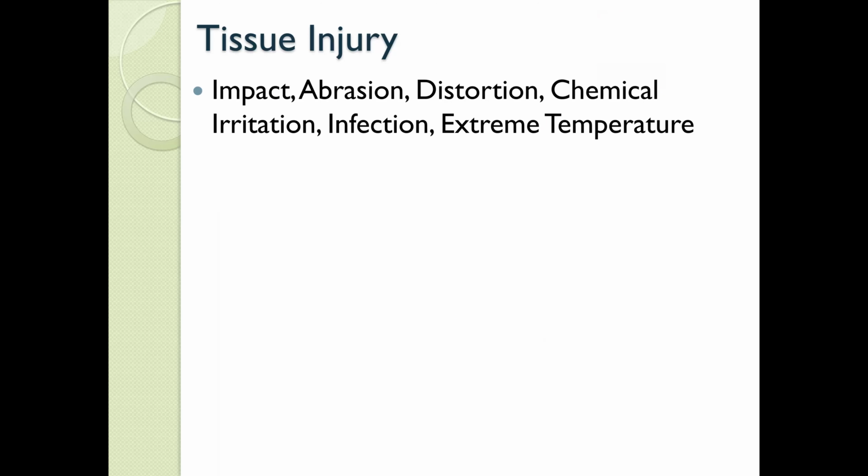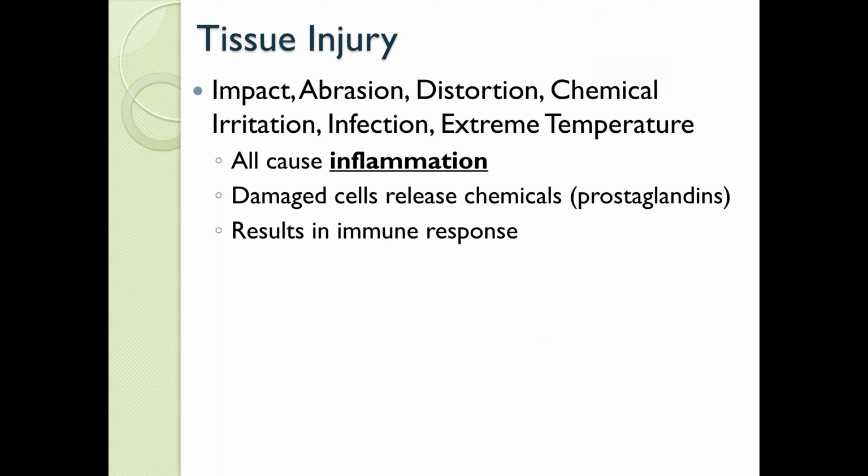So a little bit about injury. Our tissues undergo a lot throughout our lives: impacts, abrasions, distortion, chemical irritation, infection, extreme temperature. So there are many ways that you can injure a tissue. All of these are going to result in a process called inflammation. And with inflammation, the damaged cells release chemicals called prostaglandins.